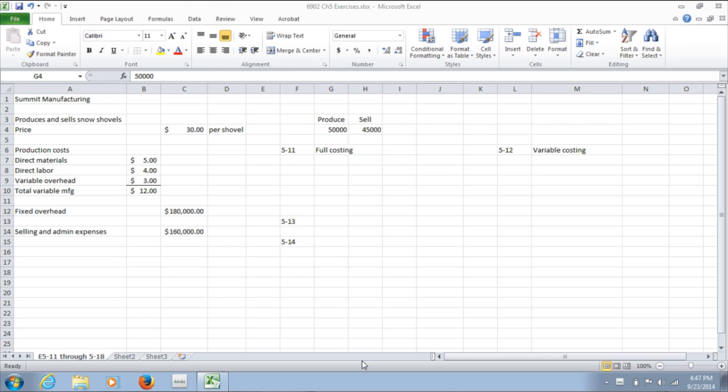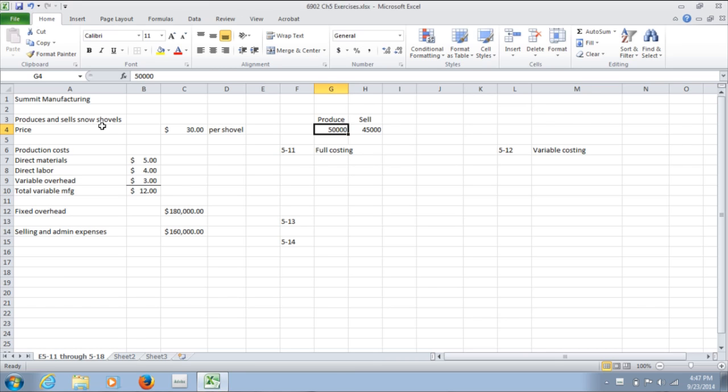In Chapter 5, we look at the difference between full costing and variable costing. Specifically in exercises 511 through 518, we consider one company, Summit Manufacturing, and look at the differences in cost valuation as well as reported income under the two methods.